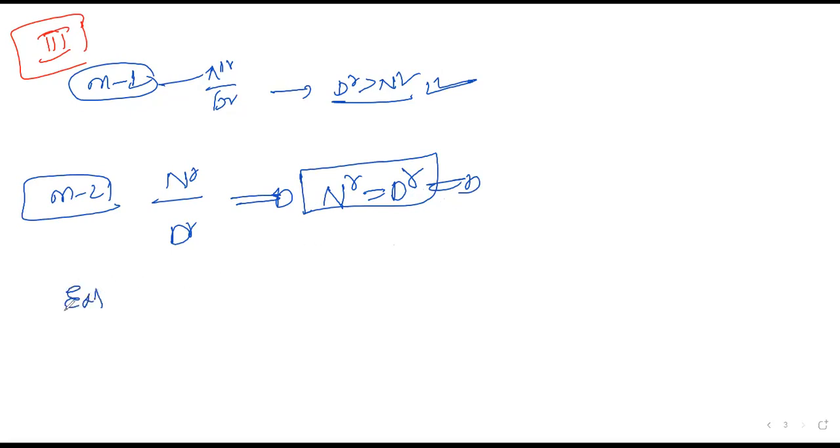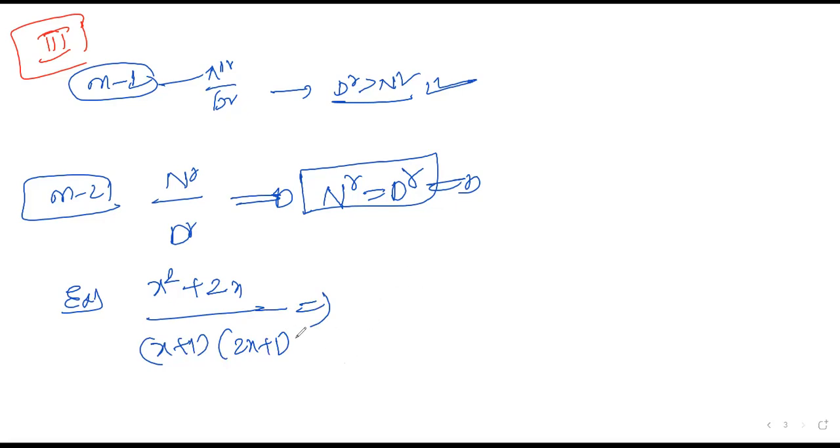Example problem, I will take x square plus 2x by x plus 1 into 2x plus 1. If the question is like this, you don't go for a by x plus 1, b by x plus 2, because it is model number 1 or 2. You need to identify the highest power. Here the denominator's power is 1 and 1, so the total power is 2, and the numerator's power is 2 also. So the degree is 2. Both degrees are the same, so it comes under model number 2.